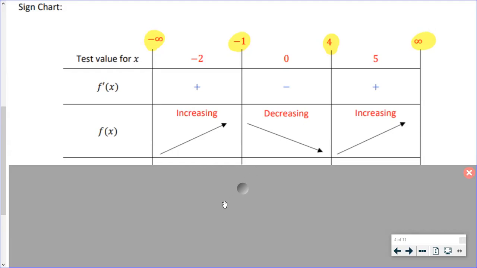So we know, according to this, that the graph is going to be increasing when x is less than -1 all the way to negative infinity, and also when x is greater than 4. The only time this graph is going to be decreasing is in this interval, in between -1 and 4.